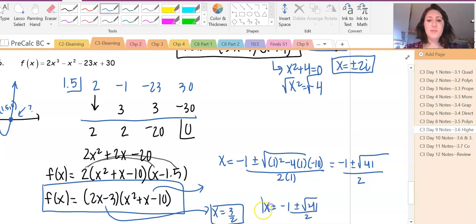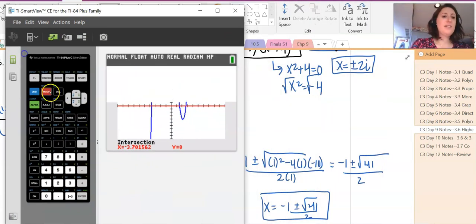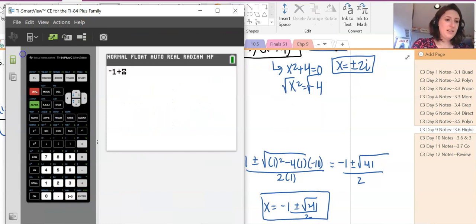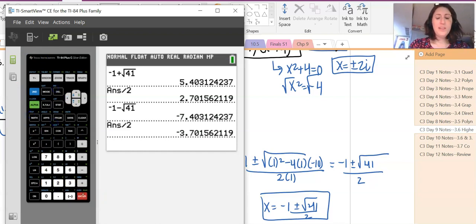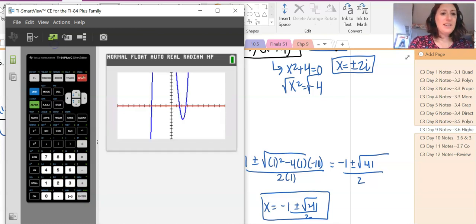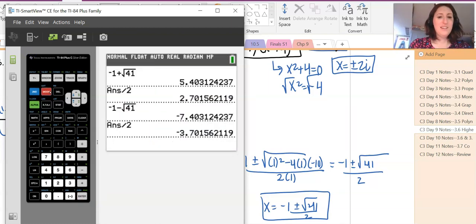But check this out. This is really cool. If you type this into your calculator, negative 1 plus square root 41 divided by 2. Look at that. Does that look familiar? Negative 1 minus square root 41 divided by 2. Those were the two numbers that we got when we graphed it. The ones that we didn't know. Look at that. See? Negative 3.7, negative 3.7.